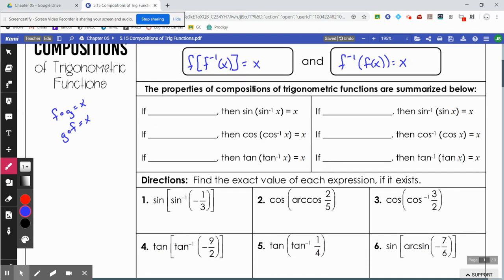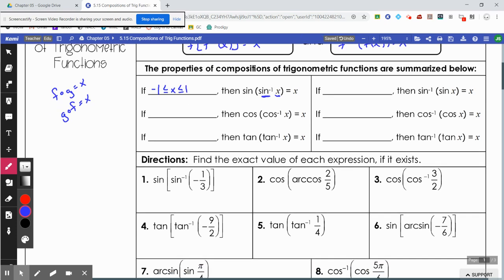Now, when we're talking about trigonometric functions, we've got to be a little bit careful because this will only work if we're within the parameters where we restricted our domain and range. So if we're plugging in x here, we're finding the inverse sine of x, and then we're going to find the sine of that answer. That's only going to work if x is between -1 and +1.